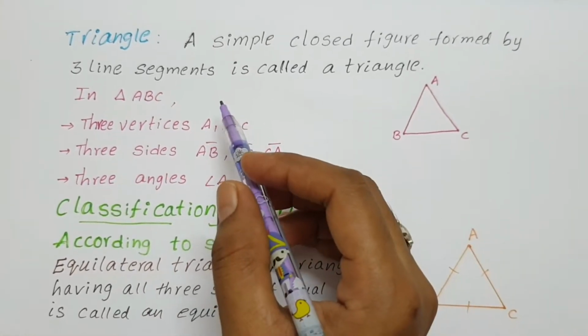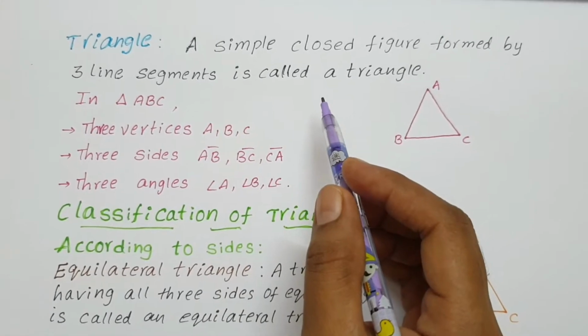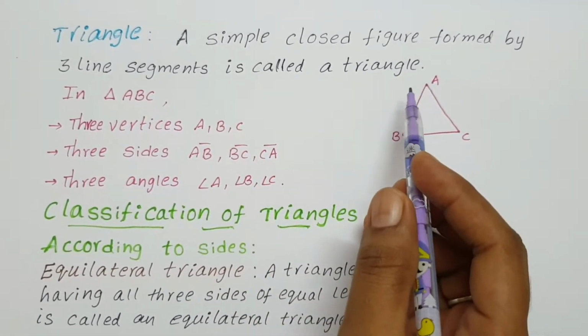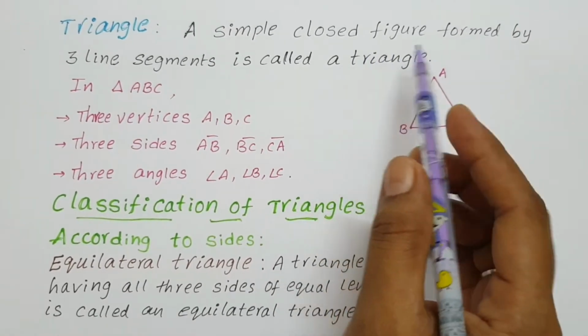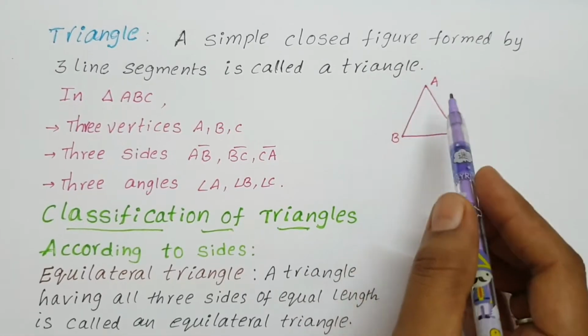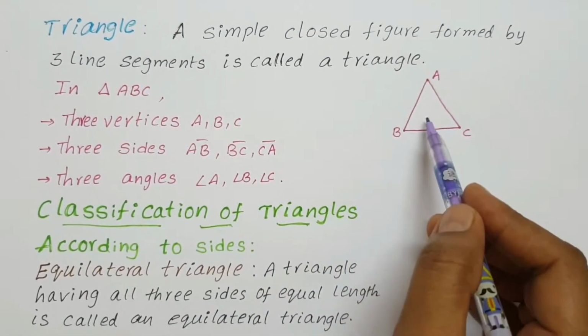Next, the triangle. What is the definition of a triangle? A simple closed figure bounded by 3 line segments is called a triangle. For example, take this triangle ABC.